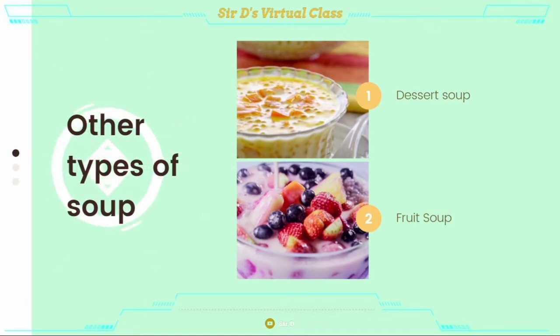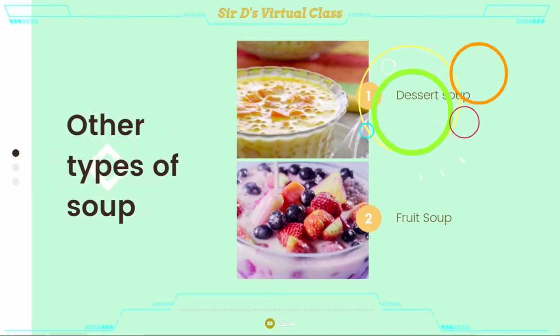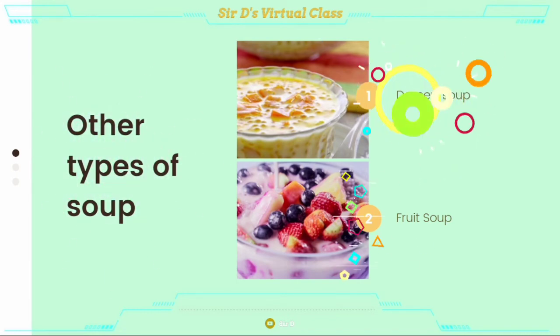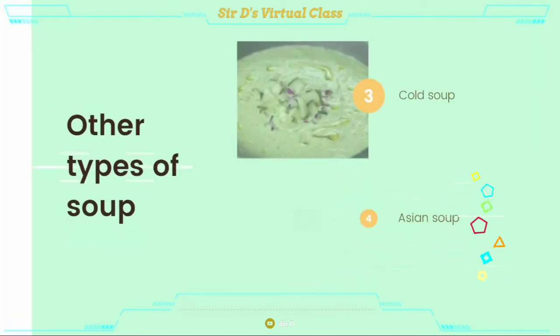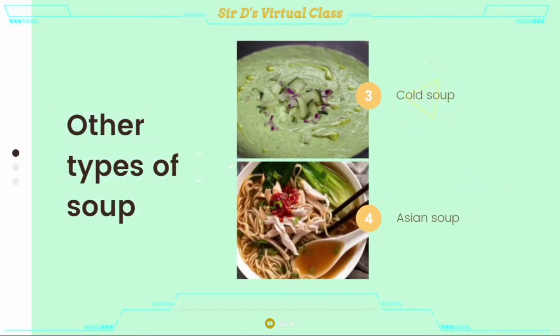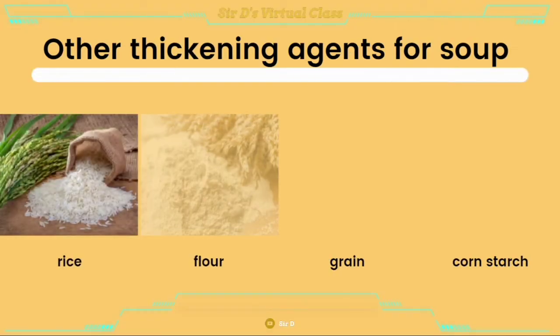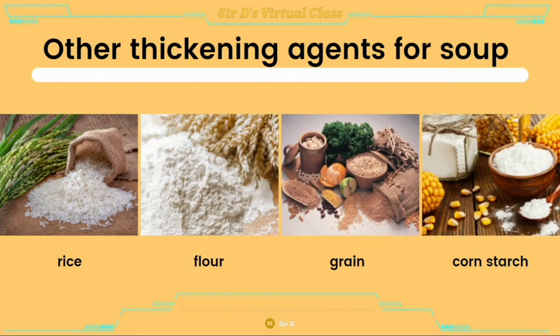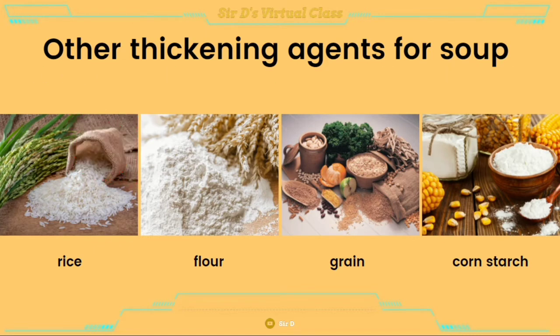Now, let us discover the other types of soups. We have dessert soups, fruit soup, cold soup, and Asian soup. Let's now discover other thickening agents for soups. As illustrated, we have here rice, flour, grain, and cornstarch.